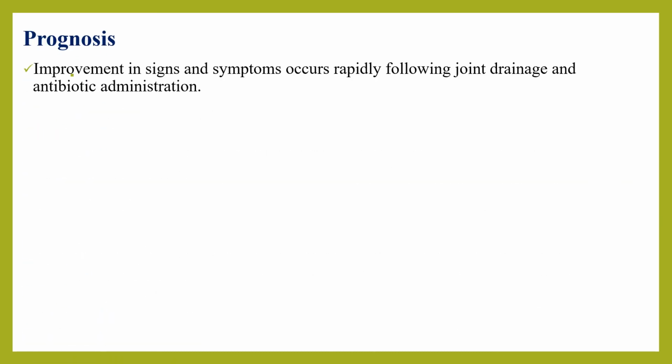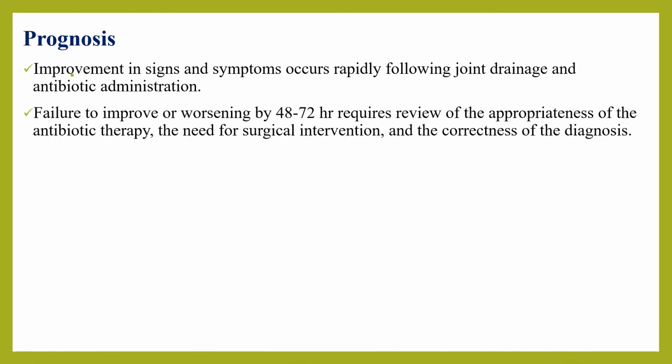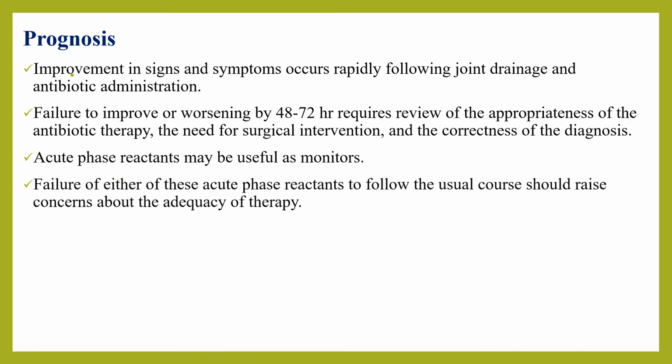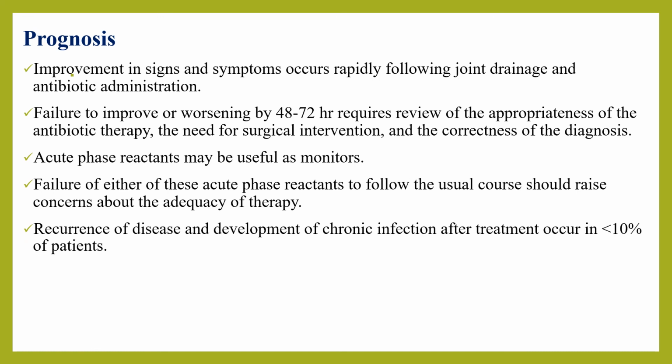Regarding prognosis, improvement in signs and symptoms occurs rapidly following joint drainage and antibiotic administration. Failure to improve or worsening by 48 to 72 hours requires a review of the appropriateness of the antibiotic therapy, the need for surgical intervention, and also the correctness of the diagnosis. Acute phase reactants are useful for monitoring, and failure of either of these acute phase reactants to follow the usual course should raise concern about the adequacy of therapy. Recurrence of disease and the development of chronic infection after treatment occur in less than 10% of patients.